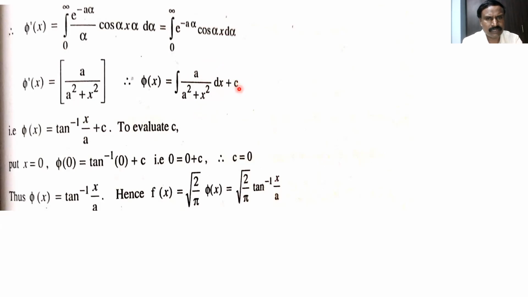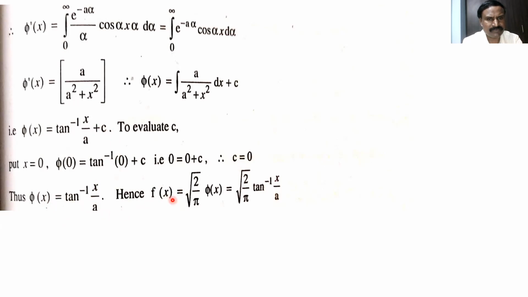Our aim is to find the value of c. Put x equal to 0: φ(0) is equal to tan⁻¹(0) plus c. The value of tan⁻¹(0) is 0, and the value of φ(0) is also 0. Then c is equal to 0. Once we know the c value, we can put it in the formula: φ(x) is equal to tan⁻¹(x/a), since c is 0.